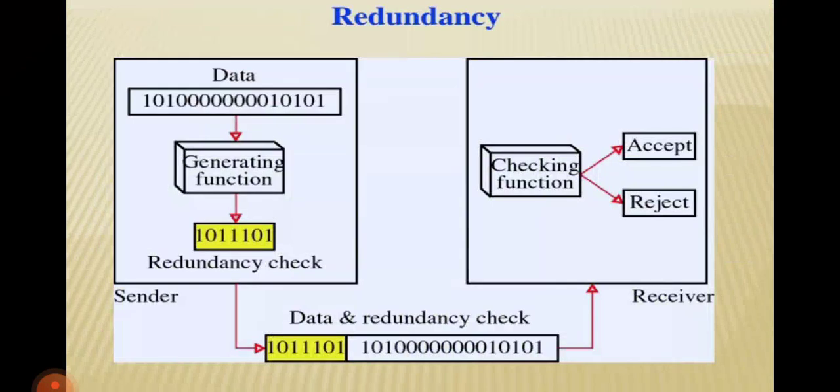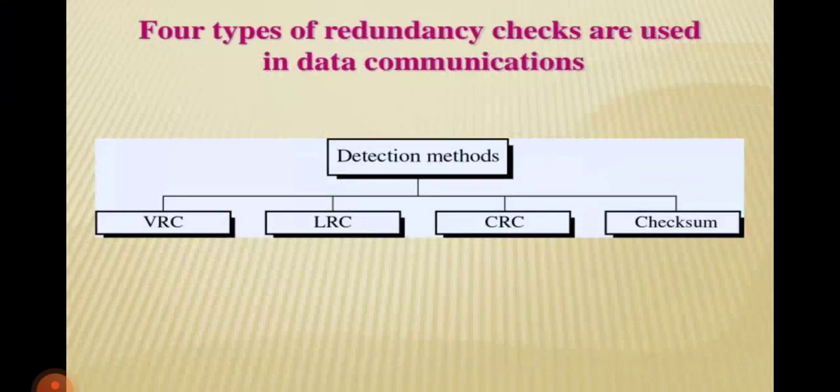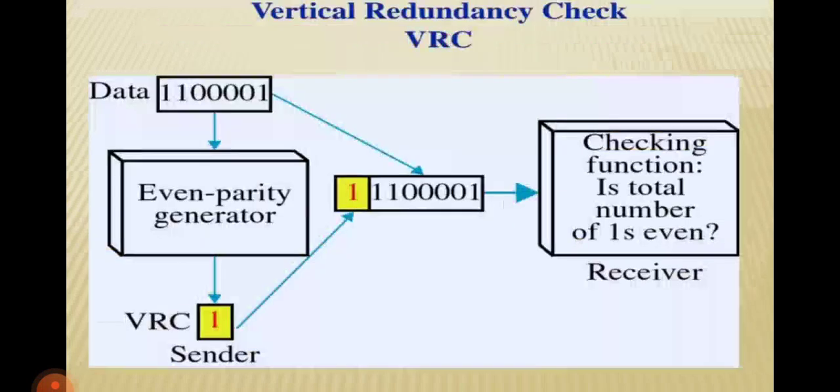In this picture, the sender sends the data and redundancy check through the medium. The receiver receives the data and checks whether the received data is correct or not by using the check function. If it is correct, the data is accepted, otherwise not accepted. These are all redundancy detection methods: VRC, LRC, CRC and checksum.